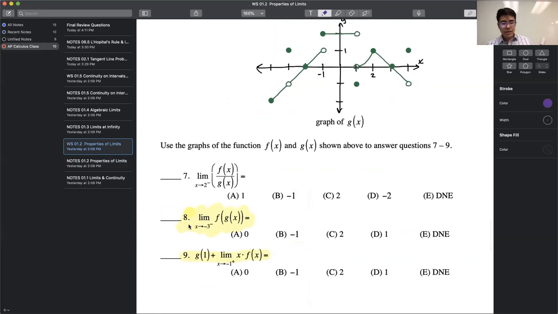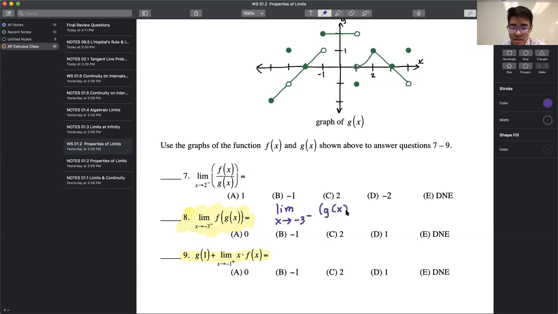I want you to be careful if you do see a one-sided limit on the test, because it can be a little bit tricky. So let's look at number 8, for example. We want to find a one-sided limit of a composite function. So what do we need to do first? We want to approach -3 from the negative side of g of x first, right?